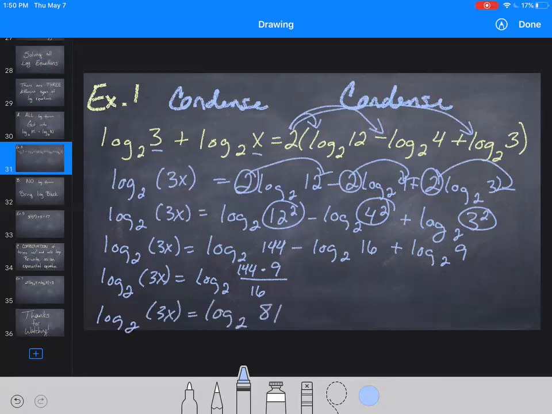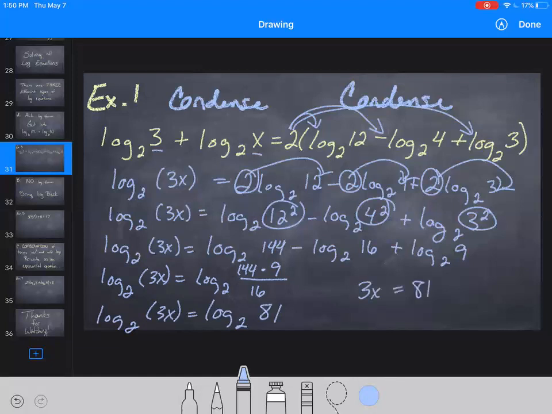Now I have a log equal to a log. Well, since it's the exact same log with the exact same base, all we have to do is ignore the logs and their bases and set their arguments equal to each other. So I end up with 3x is equal to 81.